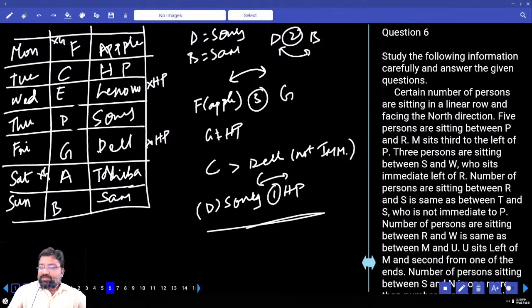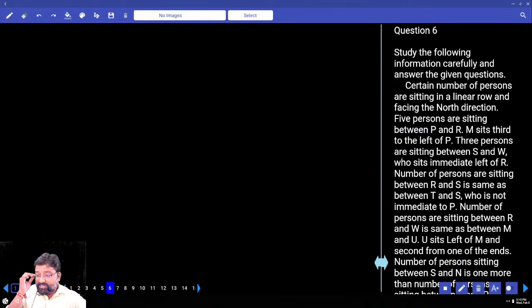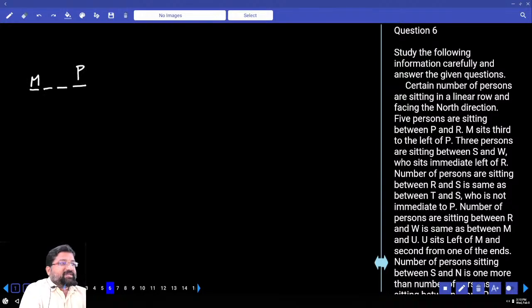Clear? This is another question, and it says a certain number of persons are sitting in a linear row and facing north. 5 people are sitting between P and R. M sits third to the left of P. 5 persons are sitting between P and R. Shall I go to the left side of P or the right side of P? Which is the best one? You want me to go to the left side or right side? Right side. Why right side? Because it covers more places.